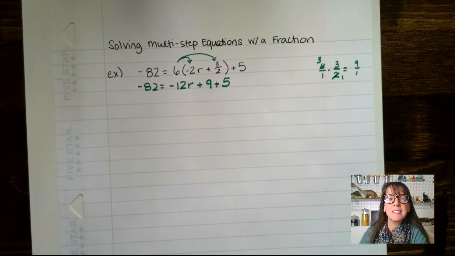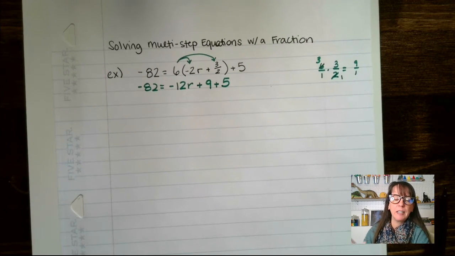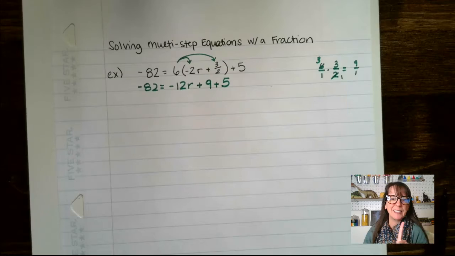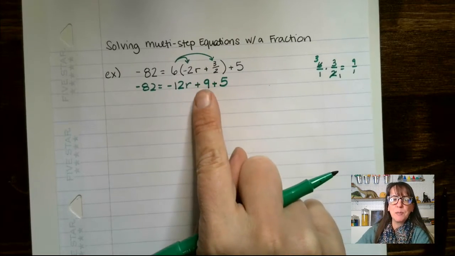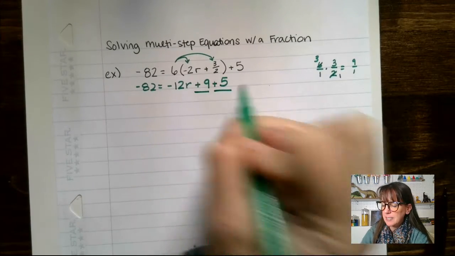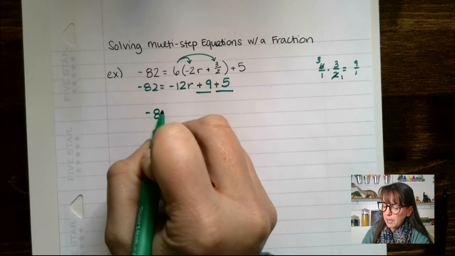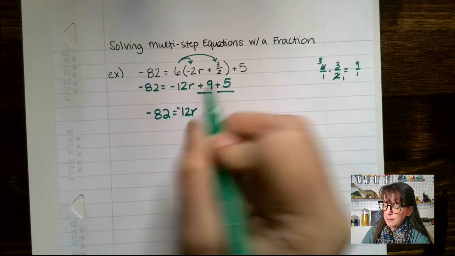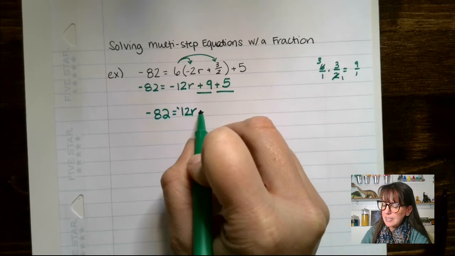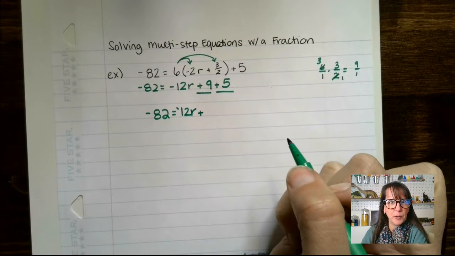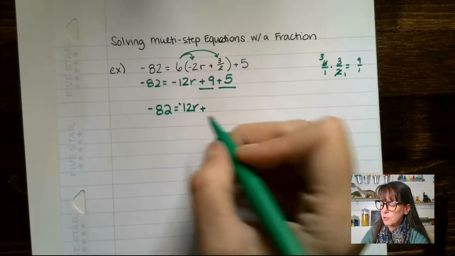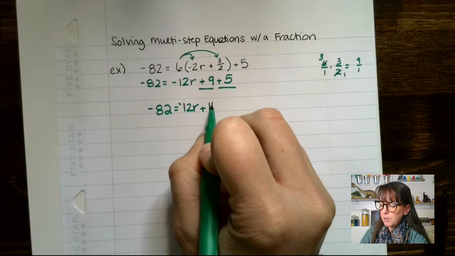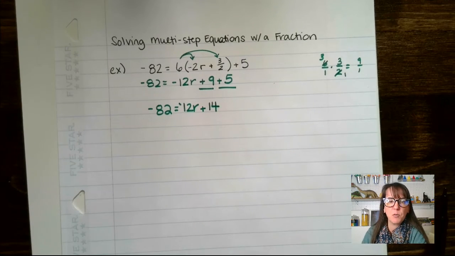What you want to do next is make sure to combine your like terms on either side before you go moving things to the left and right. I see here we have a positive 9 and a positive 5. So let's combine those guys. We get negative 12r plus, and if you aren't writing this down, open your notebook and write this down. You'll need these notes to do your homework. Plus 14, 9 and 5 will give us 14.